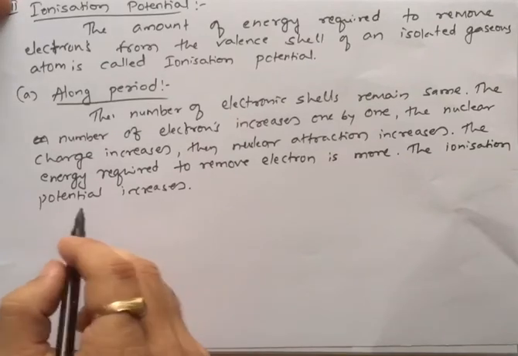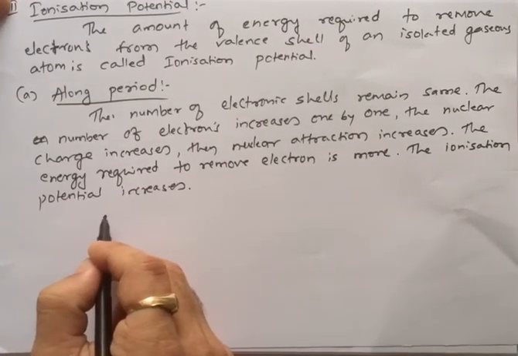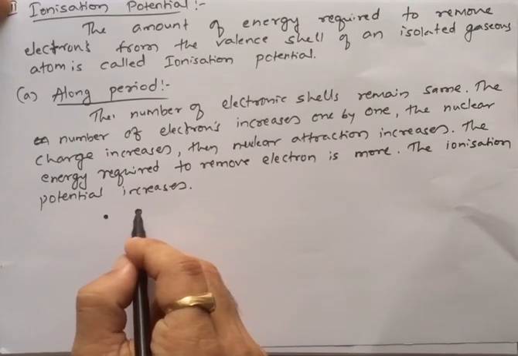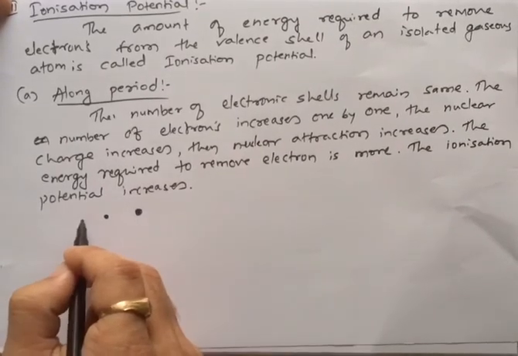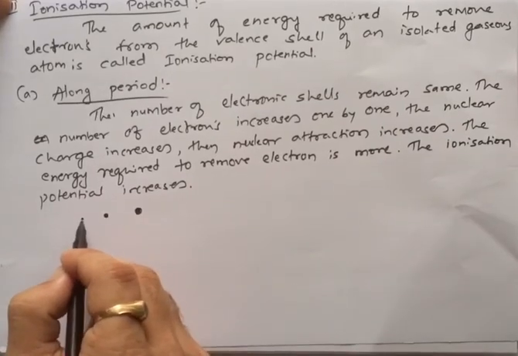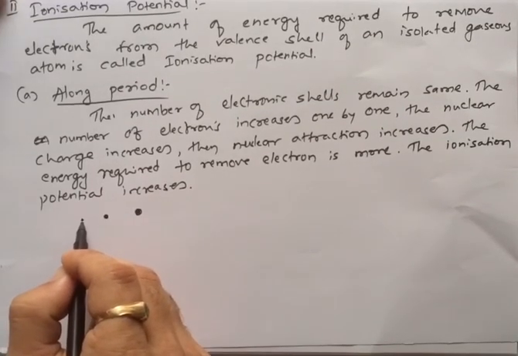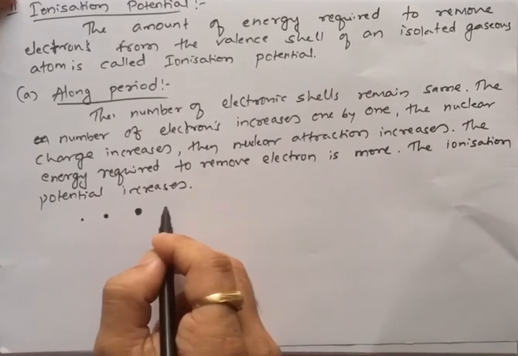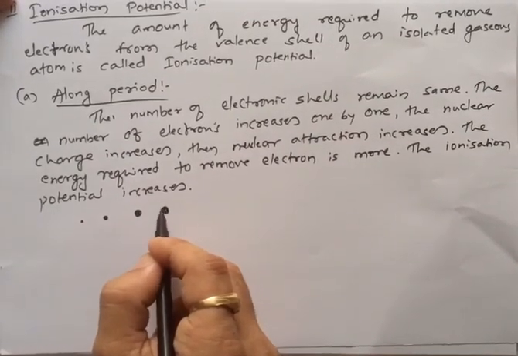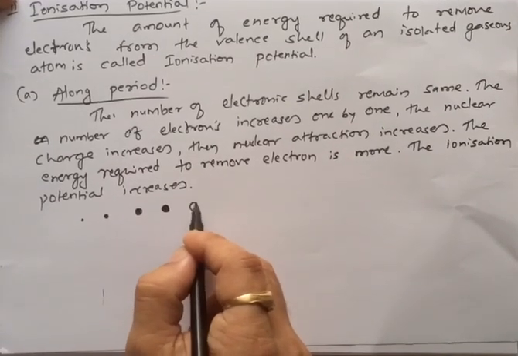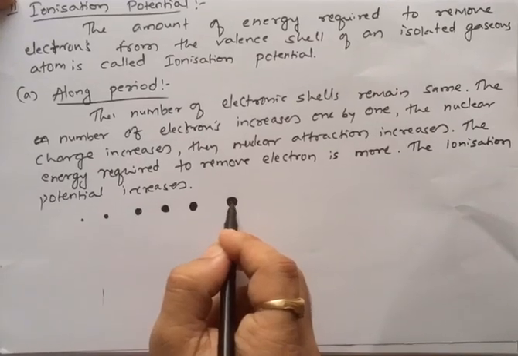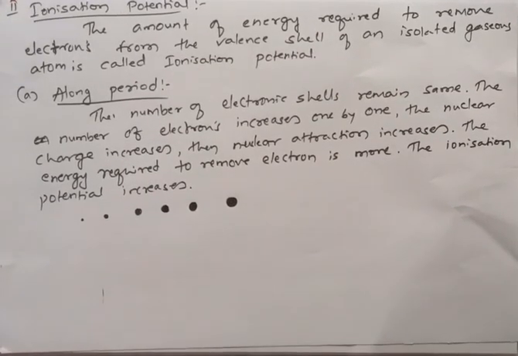So it is shown in the diagram. The ionization potential goes on increasing. Correct. See, the first element, you can say sodium, has lower ionization potential, magnesium is a little more, and so on. So ionization potential increases as we go along the period. Understood? This is along the period.